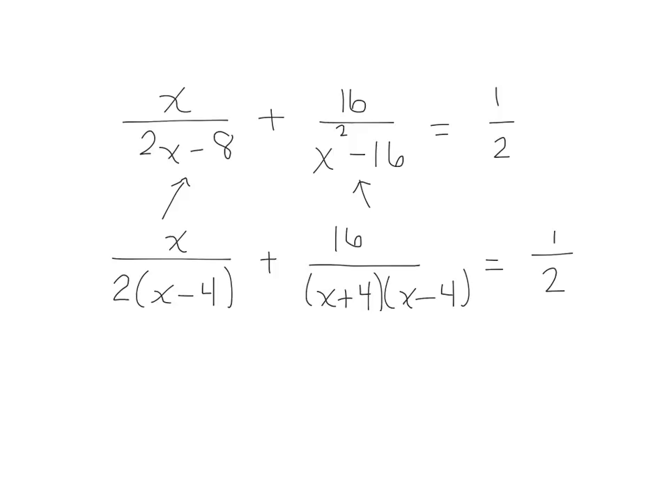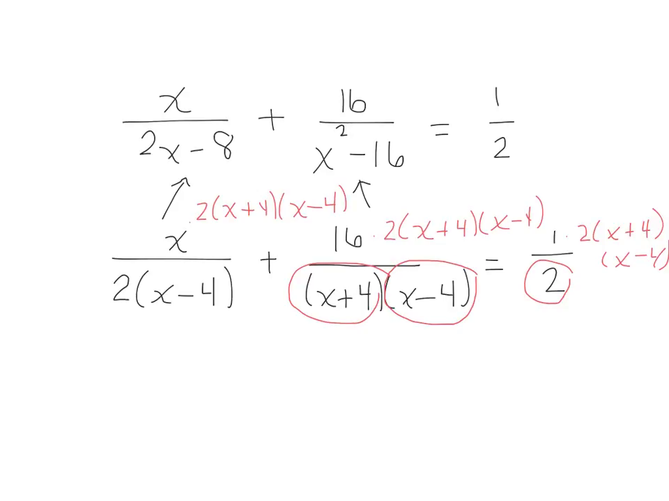So now if we look at what might be the least common denominator, we've got to have an x minus 4, we've got to have an x plus 4, and we've got to have a 2. All three of those things need to be considered a part of our least common denominator. So what we'll do is we'll multiply every numerator by all three of those things. And so I've done so.